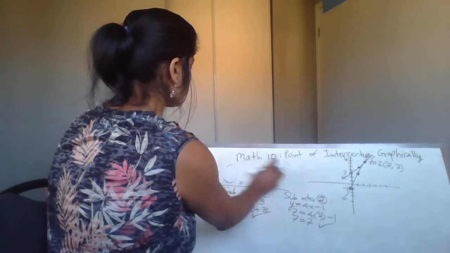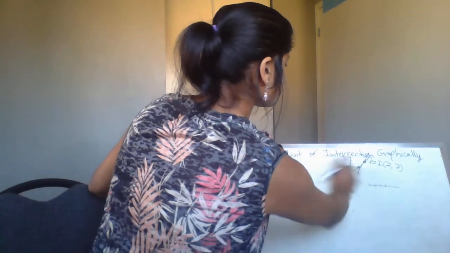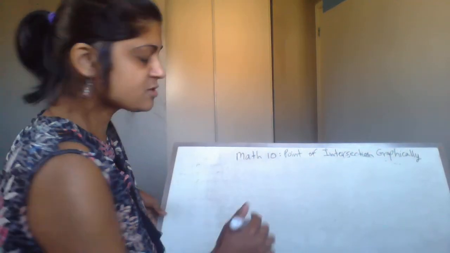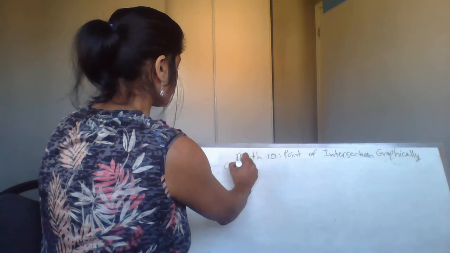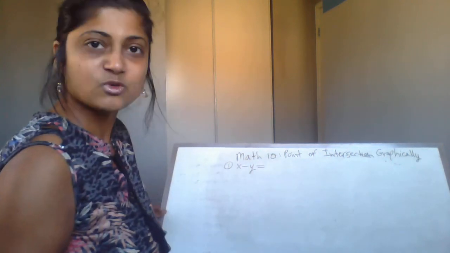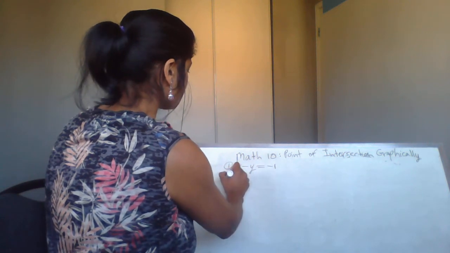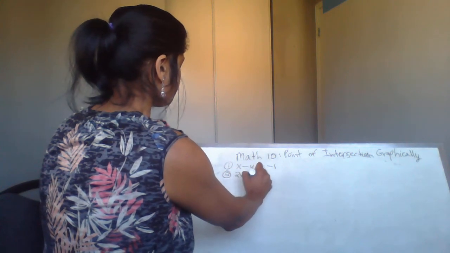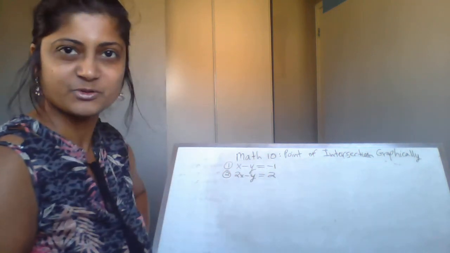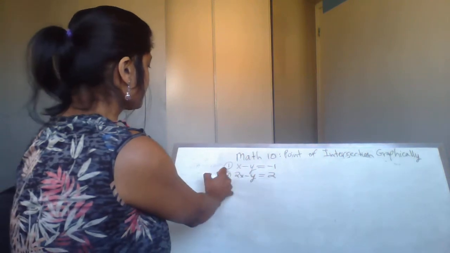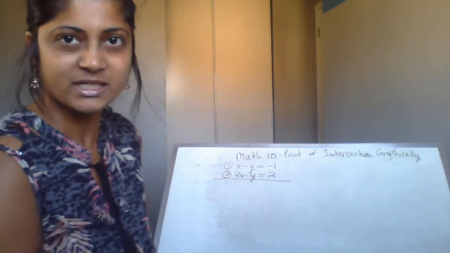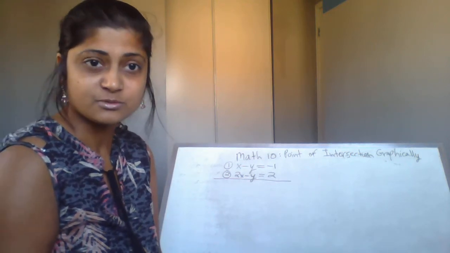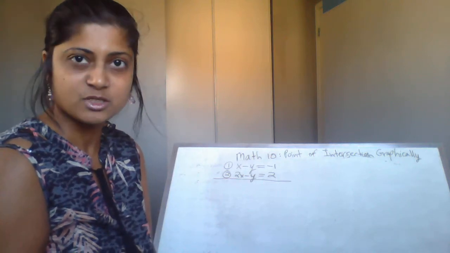So I'm going to take this off, okay? And again, we're still going to try doing this graphically. So my two equations are, I'm going to write it here, x minus y equal to negative 1, and the second equation is 2x minus y equal to 2. So these are my two equations now, and what you should notice right away is both of these equations are not in the slope-intercept form. So what I want to do first is basically change them into the slope-intercept form.